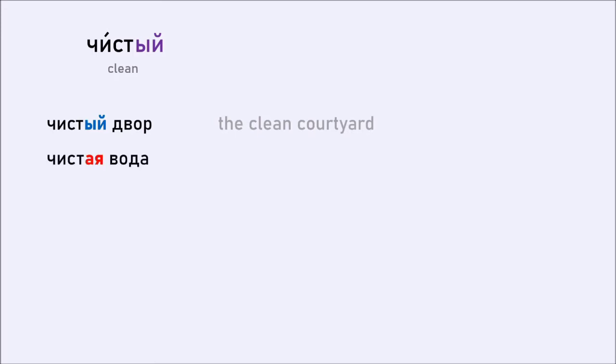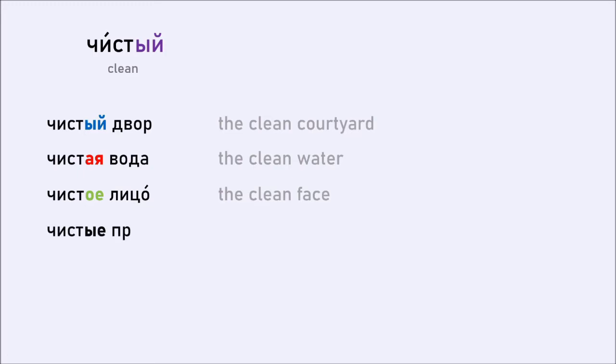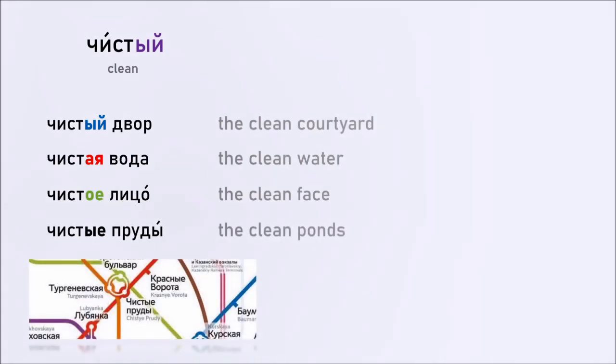Чистая вода, okay? Now the word face in Russian is neuter, and therefore to say clean face, it would be чистое лицо. Чистое лицо, okay? And finally for plural, here's an example, чистые пруды. Чистые пруды, which means the clean ponds. And coincidentally, this happens to be a station on the Moscow Underground. Here it is. Чистые пруды, the clean ponds.